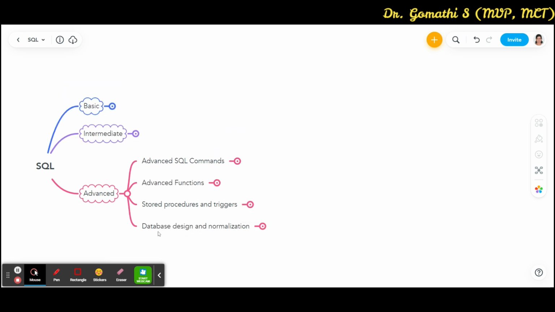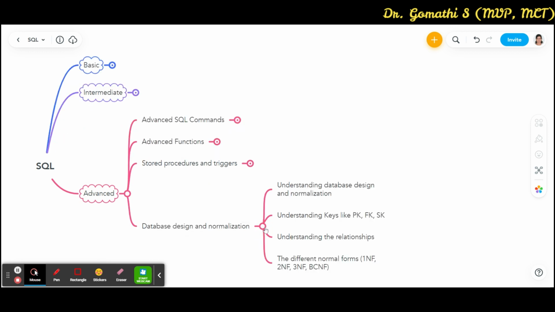Finally, database design and normalization. Understanding database design and normalization: what is a database, why do we need normalization, and what are the keys, like PK, primary key, FK, foreign key, super keys, candidate keys. There are a lot of keys, so why do we need them? All these things are important. The keys should be learned.